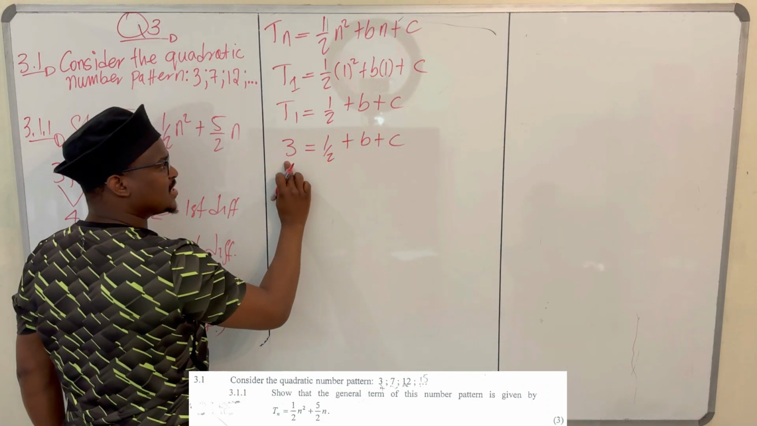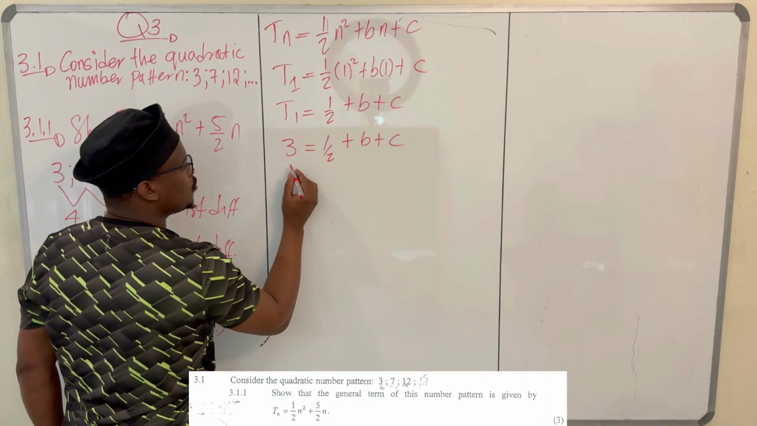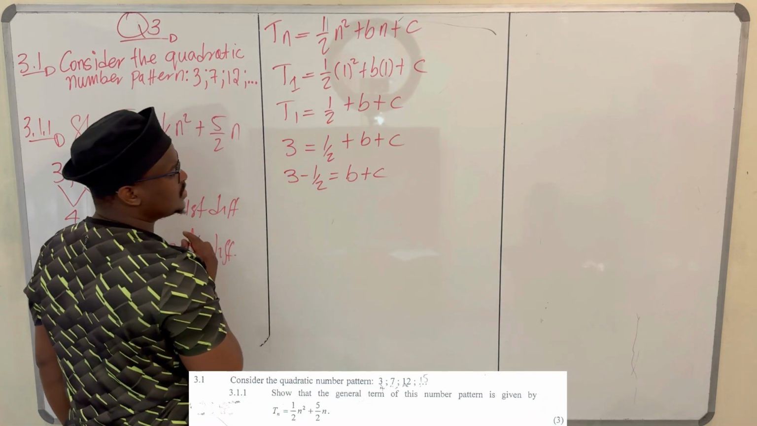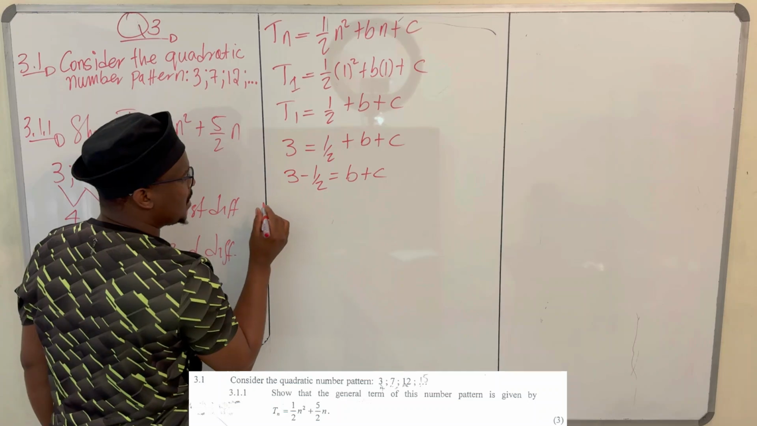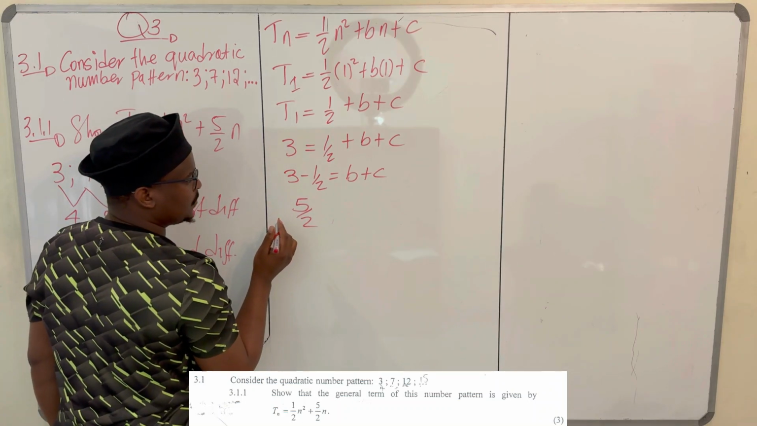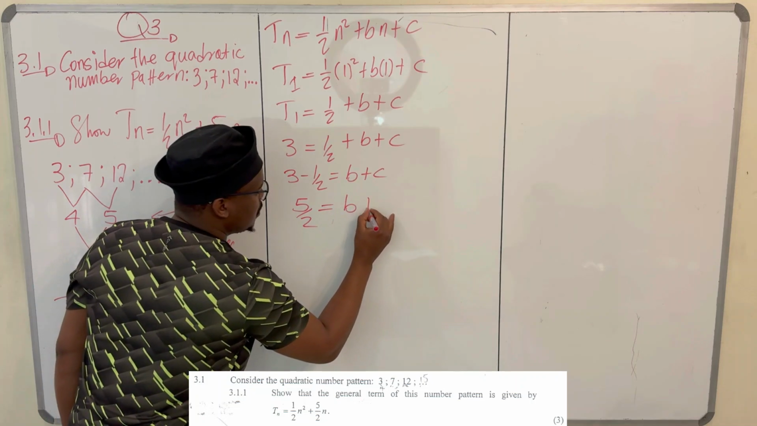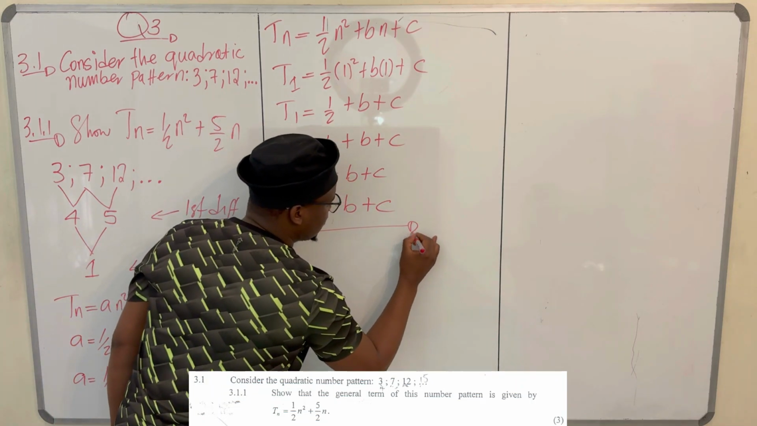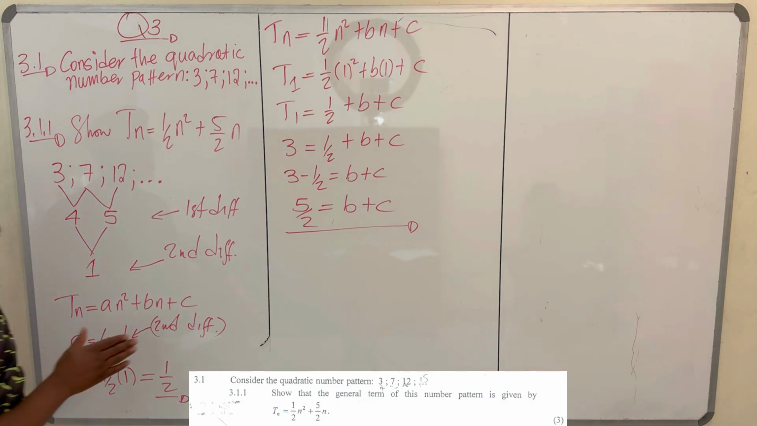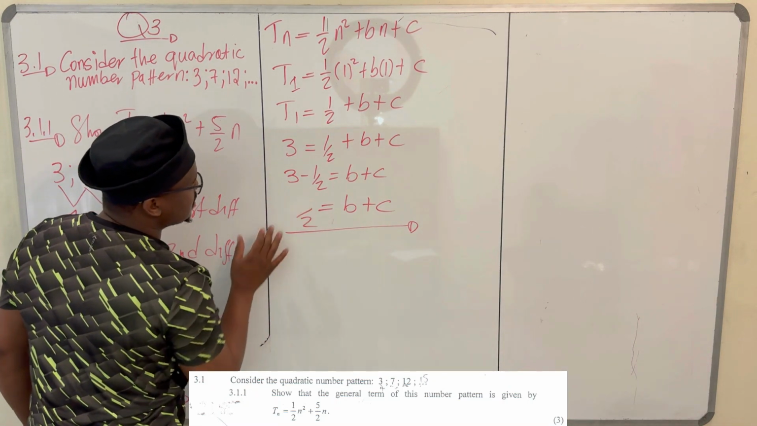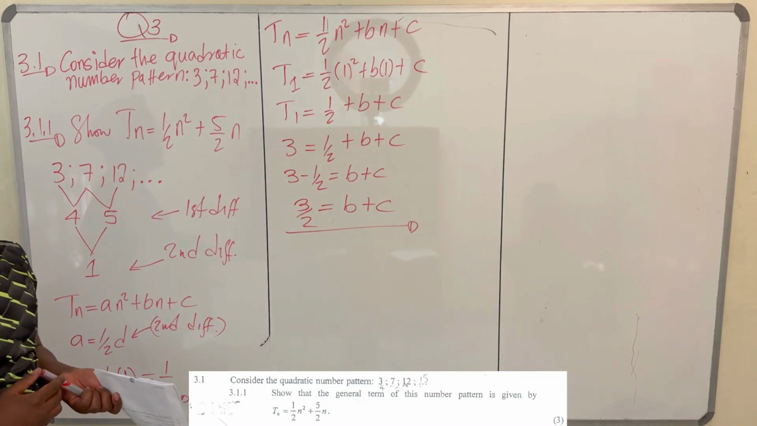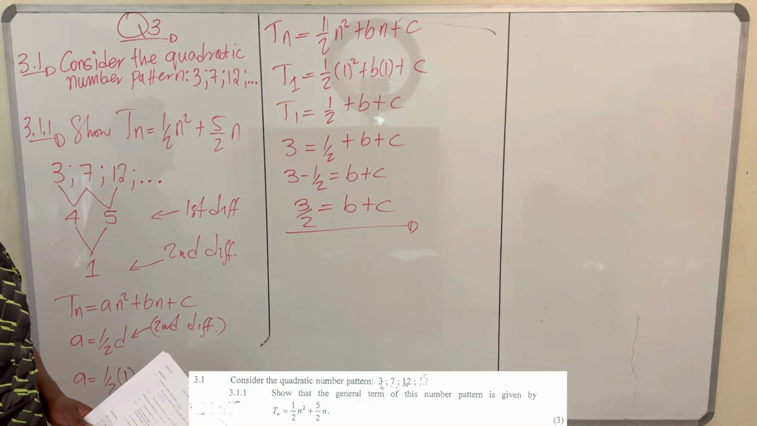Let's transpose this to the other side so that the numbers are together. So you have 3 minus a half is equal to b plus c. What is 3 minus a half? 3 minus a half is 5 over 2, is equal to b plus c. Actually, it's not 5 over 2. It's 3 over 2. That's what it is.